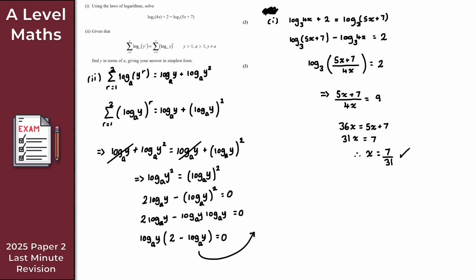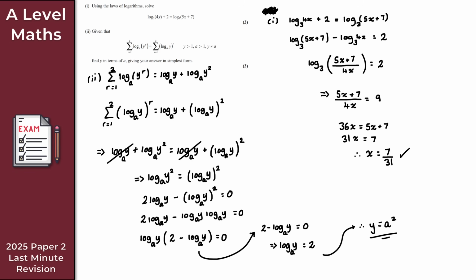So in that case, I've got 2 minus log y base a is equal to 0. In that case, I get log y base a is equal to 2. And don't forget, we're solving for y here. So nice and straightforward. Obviously, I need to anti-log here. We just want y. So therefore, y is equal to a squared. And there we have it. Beautiful.